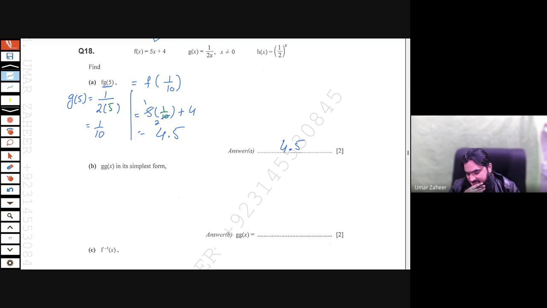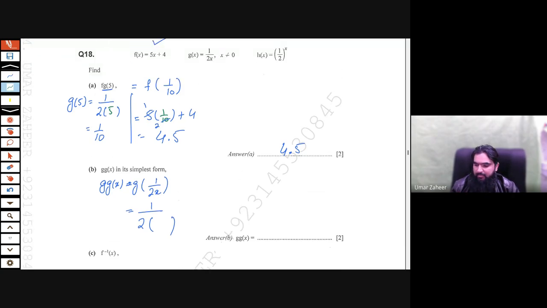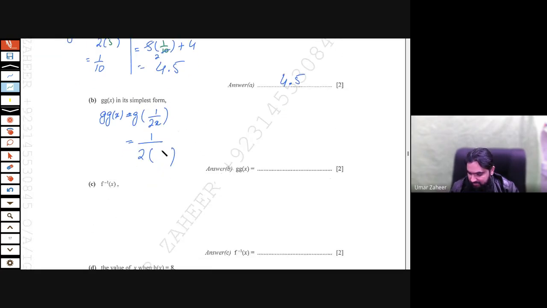Now the next one is g into g of x. We have the value of g of x, so g as it is. g into g of x is 1 by 2x. Now we have to apply the g function again. The g function is 1 divided by 2x. I have to write the structure. So at the place of x, I will substitute the value, and the value is 1 divided by 2x.